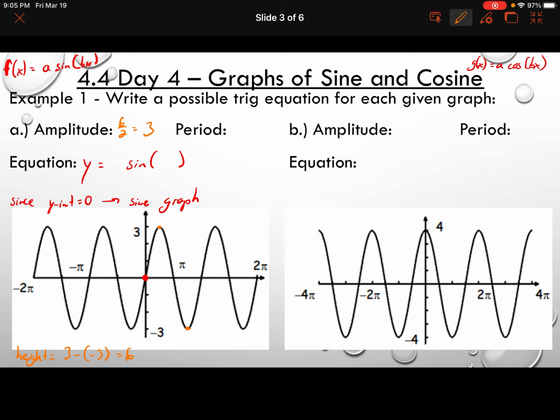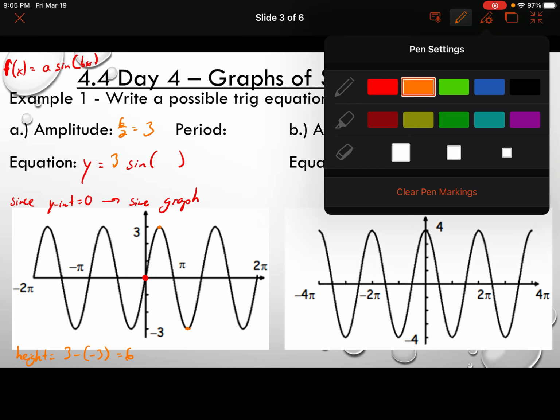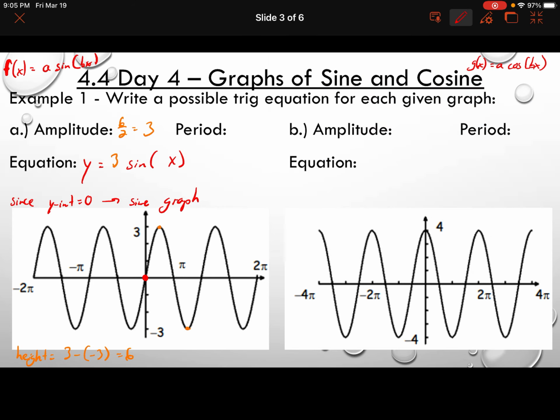So that's our amplitude. And if you recall, not only is that our amplitude, that is also our a value. So that is the number that goes out in front of our equation. I forgot to put that x there. Okay, we got that x.